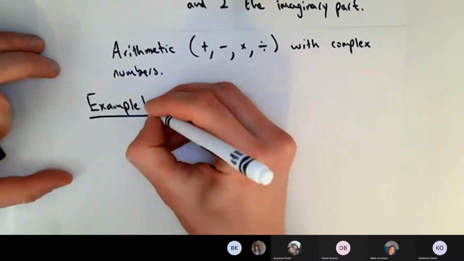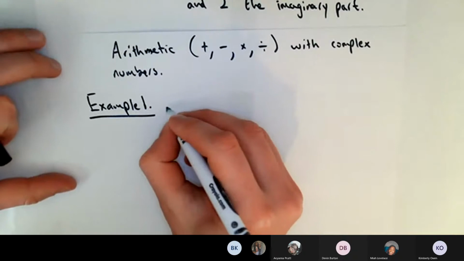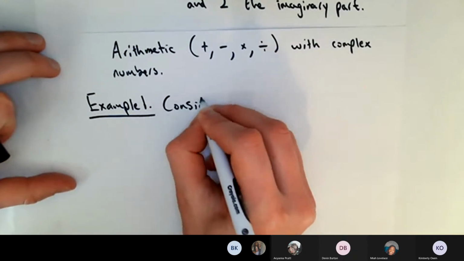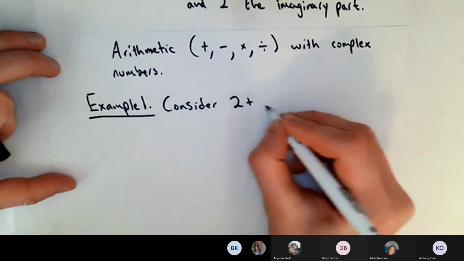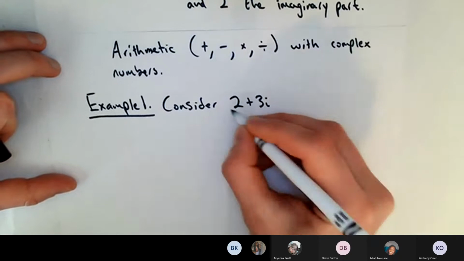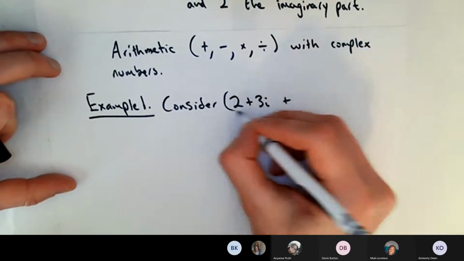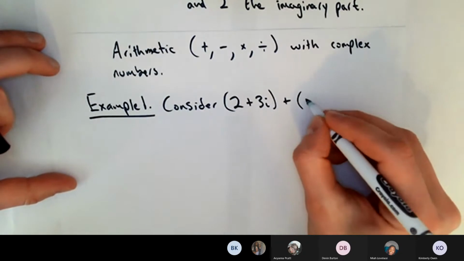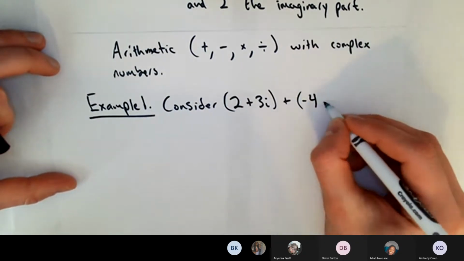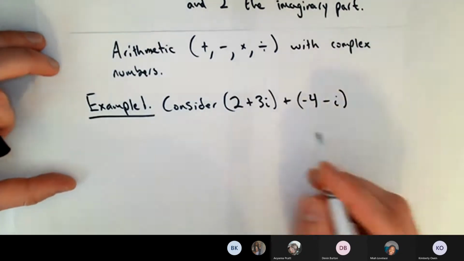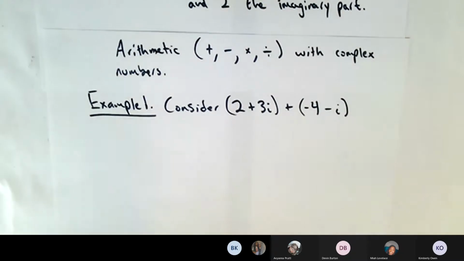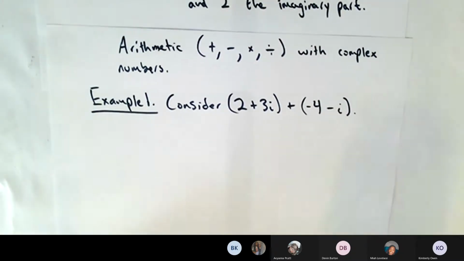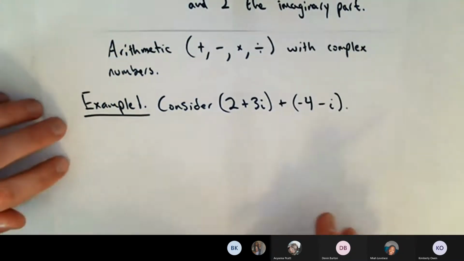All right, example 1, we're doing addition. So let's consider (2 plus 3i), and we'll wrap it in parentheses just to emphasize that's one complex number plus another one. And just to make it interesting, let's throw in some negatives: (-4 minus i). How do we add these?